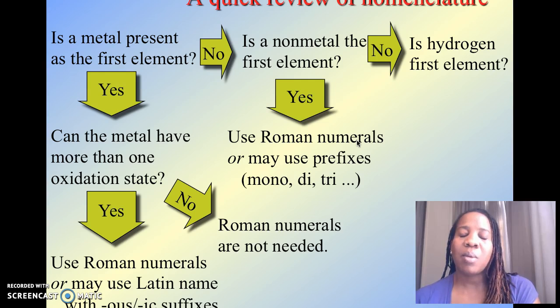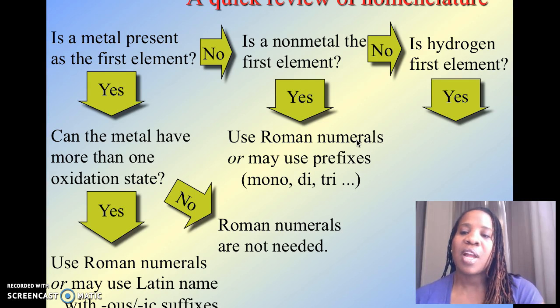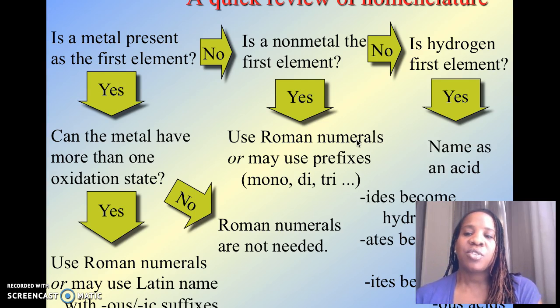Finally, we're not going to worry about the acid, so if you see something that starts with hydrogen and you're wondering what it is, just ask me, I'll help you out with that. And those are acids, okay? So if hydrogen is the first element, it is an acid, and we'll work it out together.